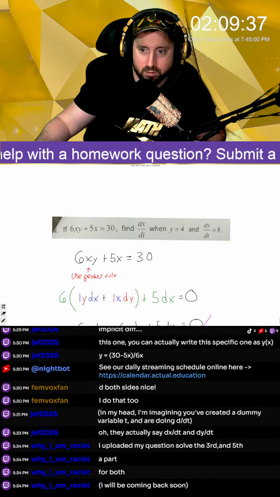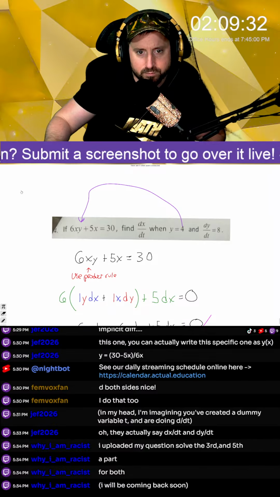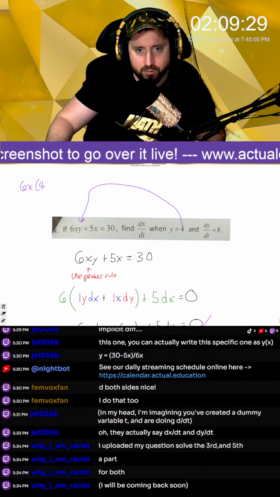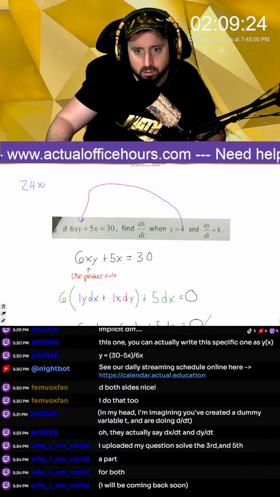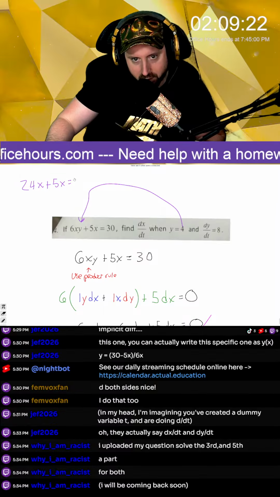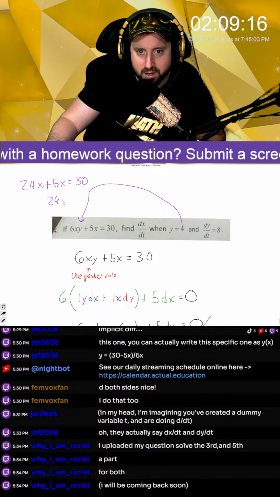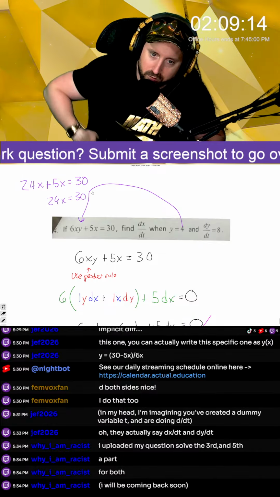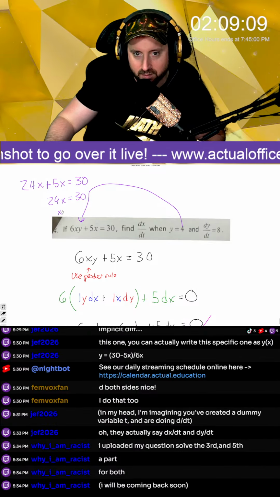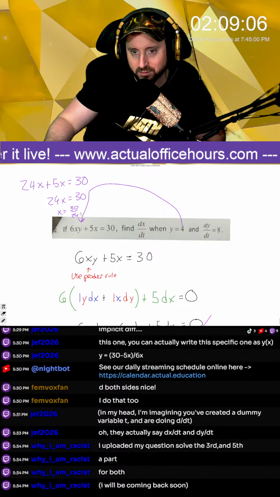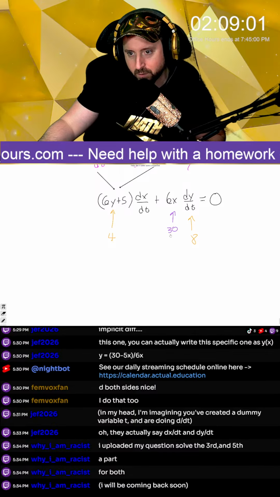So here, I'm going to use this one, plug in, and that's going to give me 6x times 4, which is the same thing as 24x, plus 5x is equal to 30. That's kind of messy, actually. I don't like that. So what, 29x is equal to 30? It's gross. Fine. All right, so that tells me that x is equal to 30 over 29. Right? Okay, so then this is now 30 over 29.